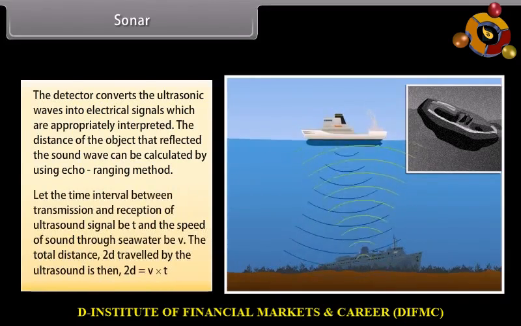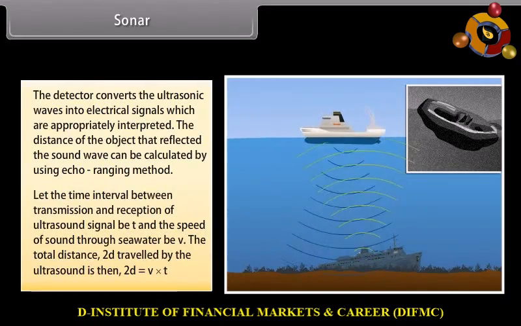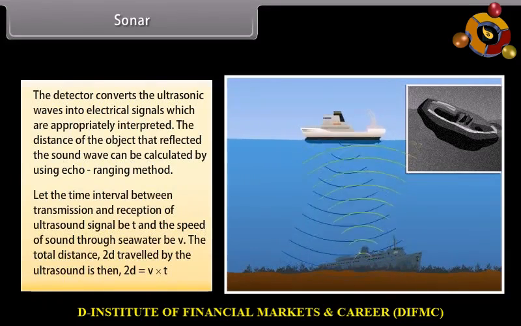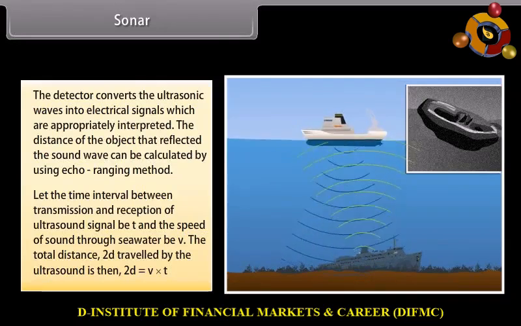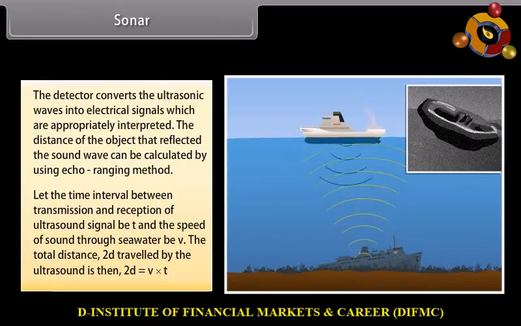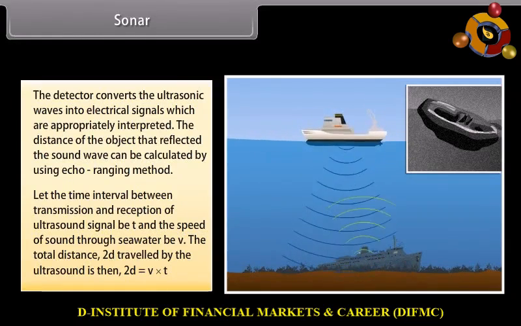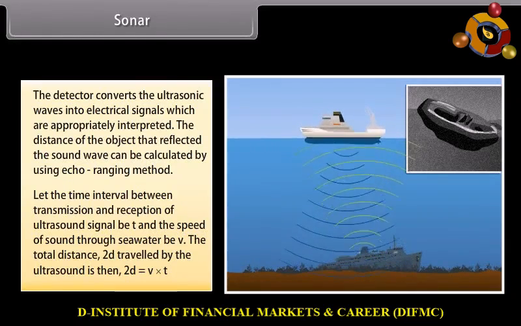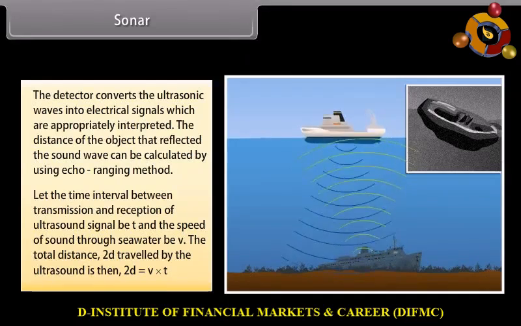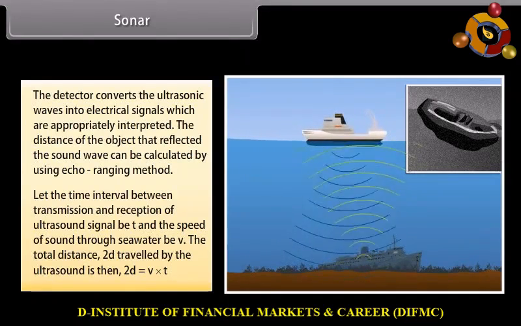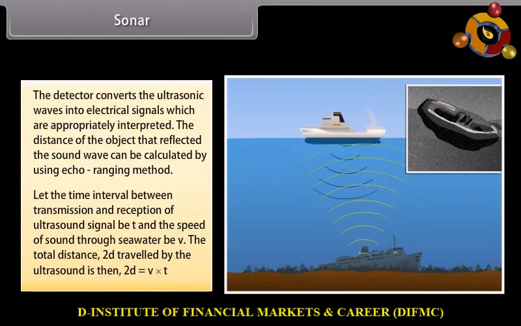Let the time interval between transmission and reception of ultrasound signal be t, and the speed of sound through seawater be v. The total distance, 2d, travelled by the ultrasound is then 2d = v × t. This is the echo ranging method.